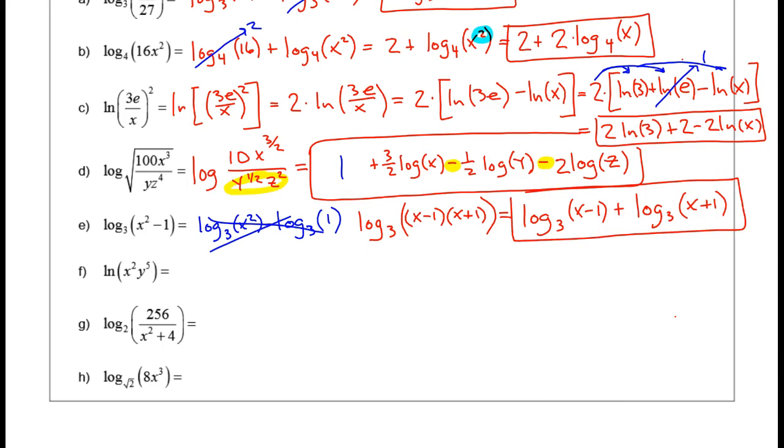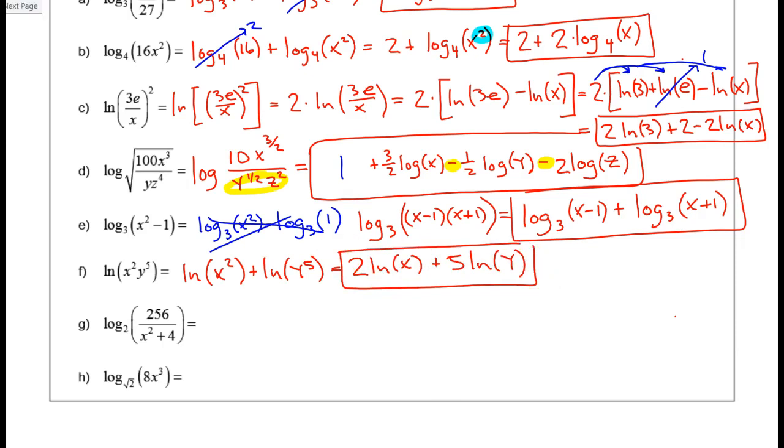A couple more to go here. This next one has a product rule in there as well as a power rule. So I'm going to whip this one out here for you pretty quick. That one was pretty straightforward. Hopefully you followed along there. Now let's take a look at example G here.